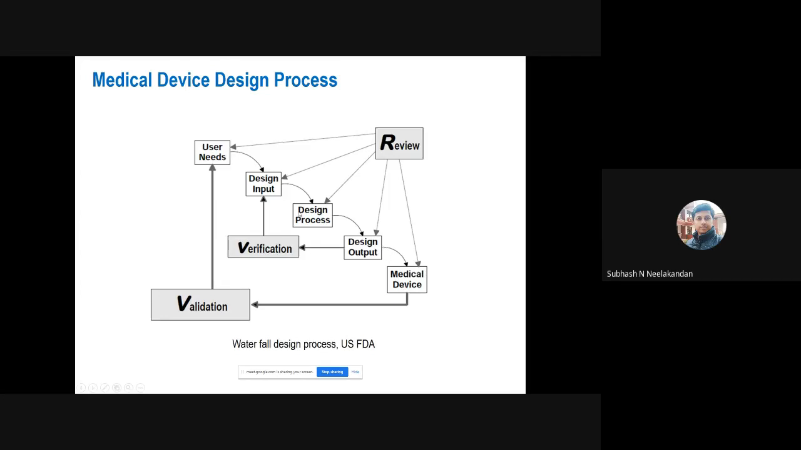Two terms which in general we will be using after this particular slide are verification and validation. Verification in general means whether the design output is meeting the design input, and validation is whether the device is meeting the user needs. The detailed step by step process and associated tools will be described from the next slide onwards.